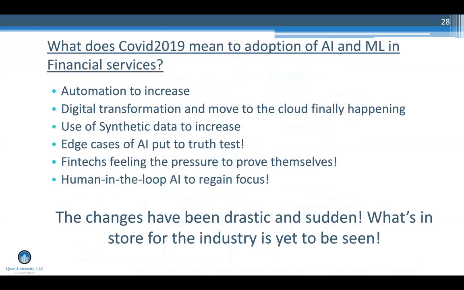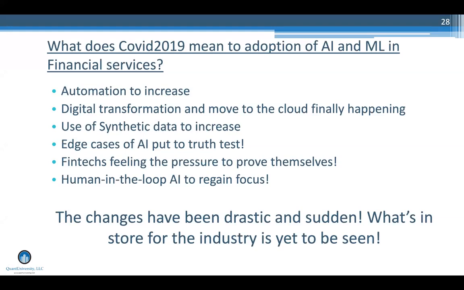Okay, so I just wanted to end this first segment with a slide, because I'm pretty sure everybody here is interested: what does COVID-19 mean in the adoption of AI and machine learning in the context of financial services? Some of this is just my take, some of this is based on the discussions I've been having. I just summarized 5 to 6 bullet points. The one thing we should all agree on is that automation is going to increase.